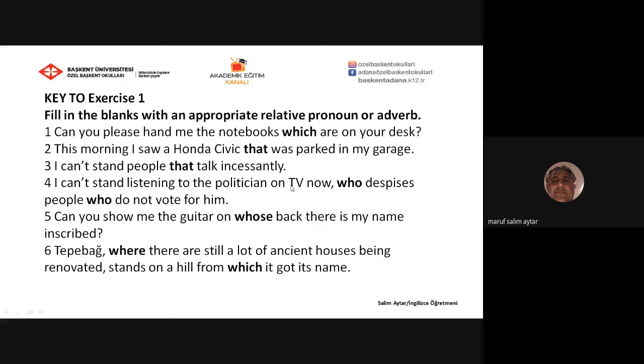The politician on TV is already defined. You can just use who here, who despises people, who or that do not vote for him. Can you show me the guitar on whose back there is my name inscribed? Tepeba, it shows a place where there are still a lot of ancient houses being renovated, stands on a hill from which, formal relative clause, from which it got its name.